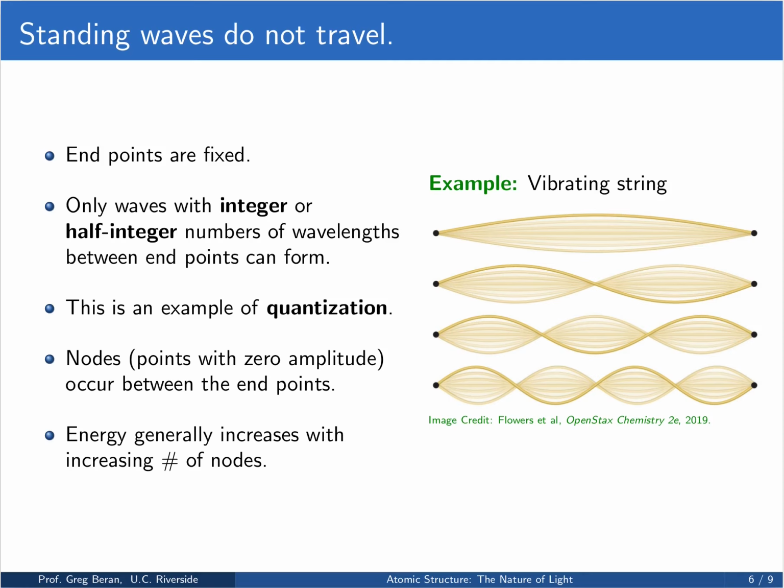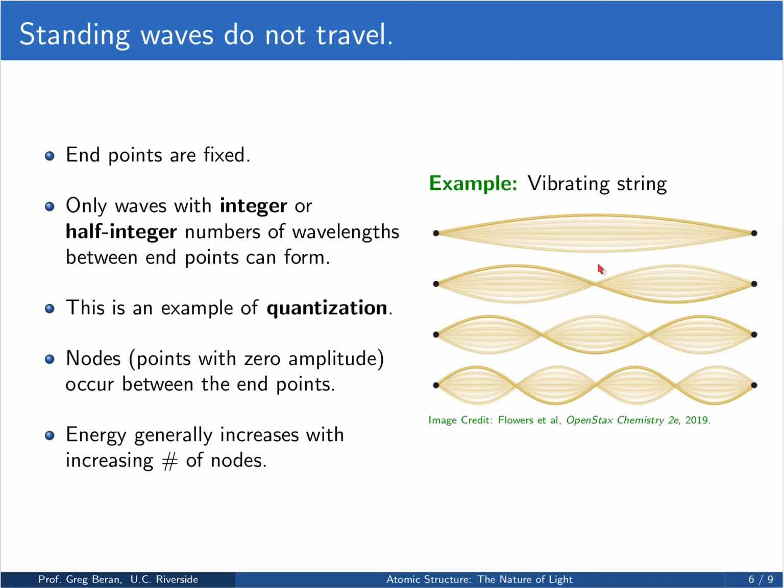So again, think of the guitar string here. If these are the 2 endpoints of my string and I start vibrating that guitar string, I can have half a wavelength here, or a full wavelength, or 1.5 wavelengths, or here 2 wavelengths, etc. But you can only have these complete or half integer numbers of wavelengths between the 2 endpoints. So this is an example of something we call quantization. We're going to see a lot more examples of that as this unit goes on.